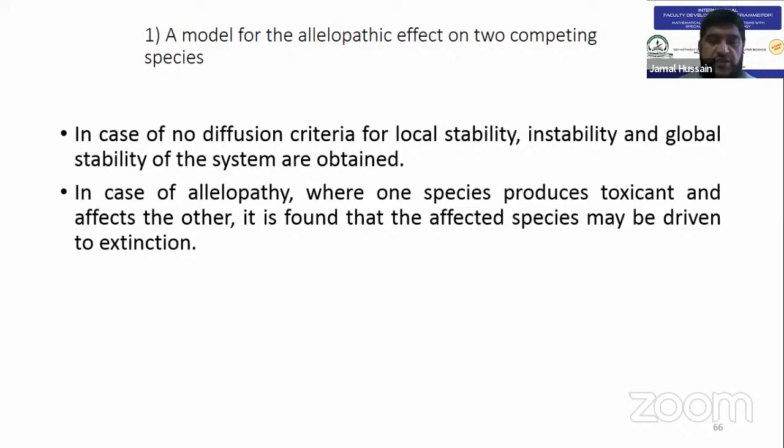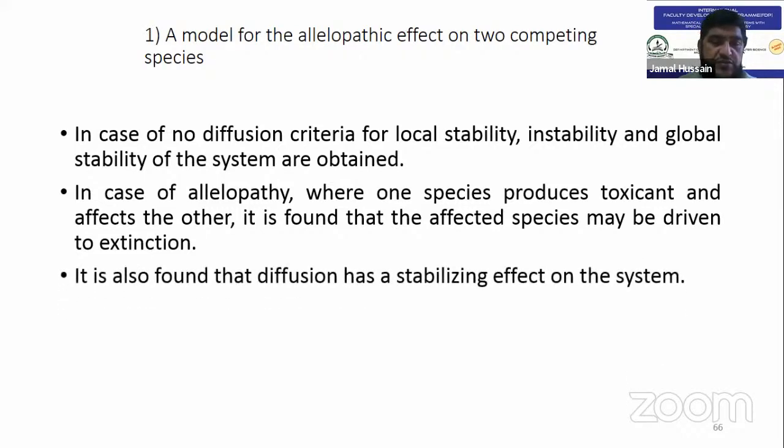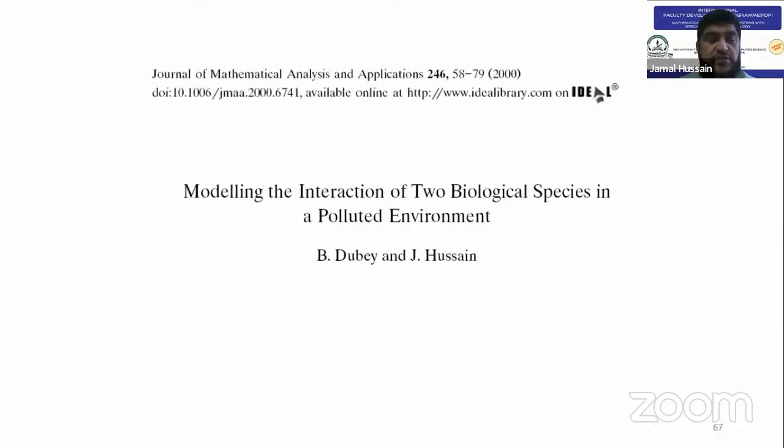In case of allelopathy, where one species produces a toxicant and affects the other, it is found that the affected species may be driven to extinction. This is observed, but it is also proved by the model. It is also found that diffusion has a stabilizing effect on the system. Whenever diffusion is present, because we analyzed for no diffusion and for when diffusion is present, it has a stabilizing effect on the real system.